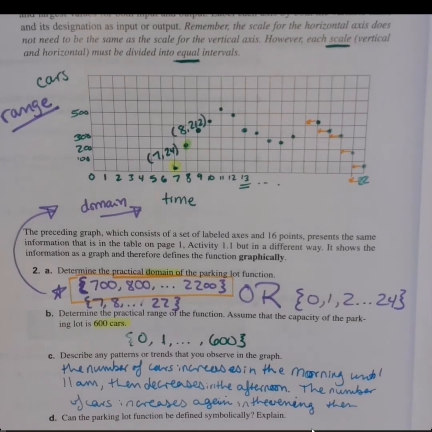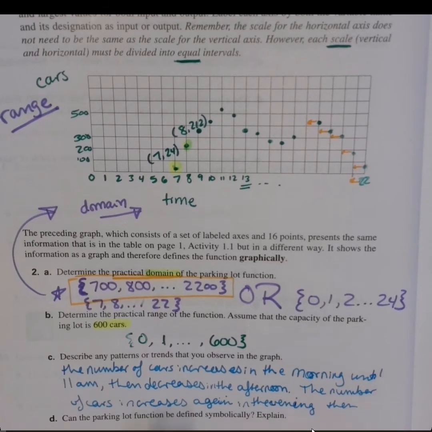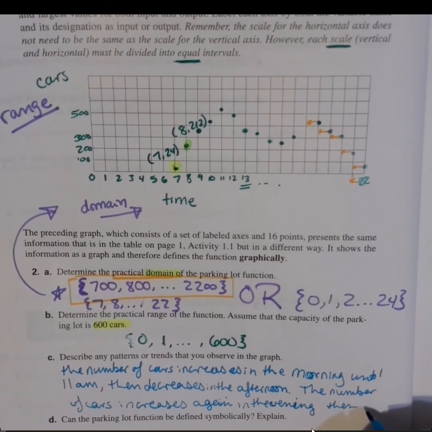Sorry, it's hard to write at the bottom of the page. My handwriting is getting a little sloppy. So the number of cars increases again in the evening, then decreases overnight.